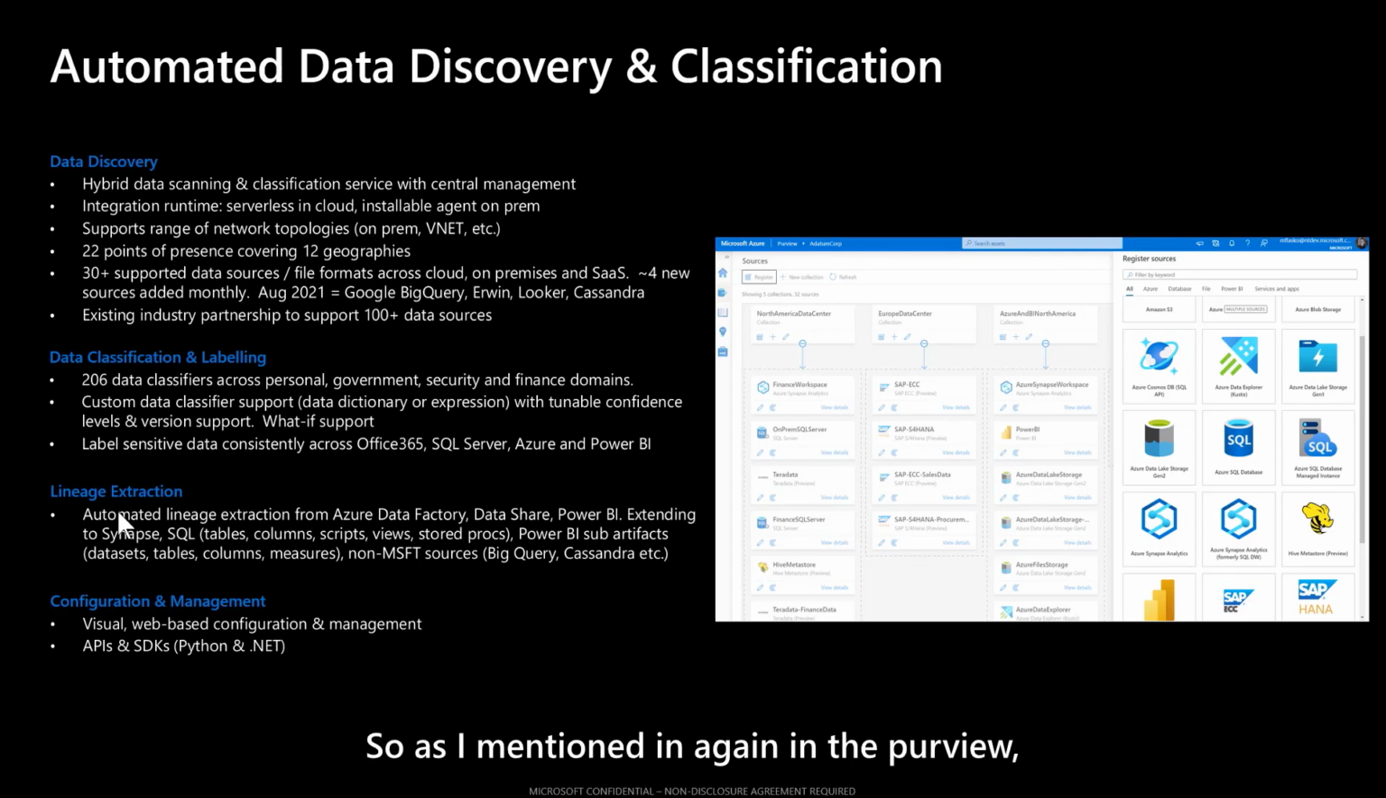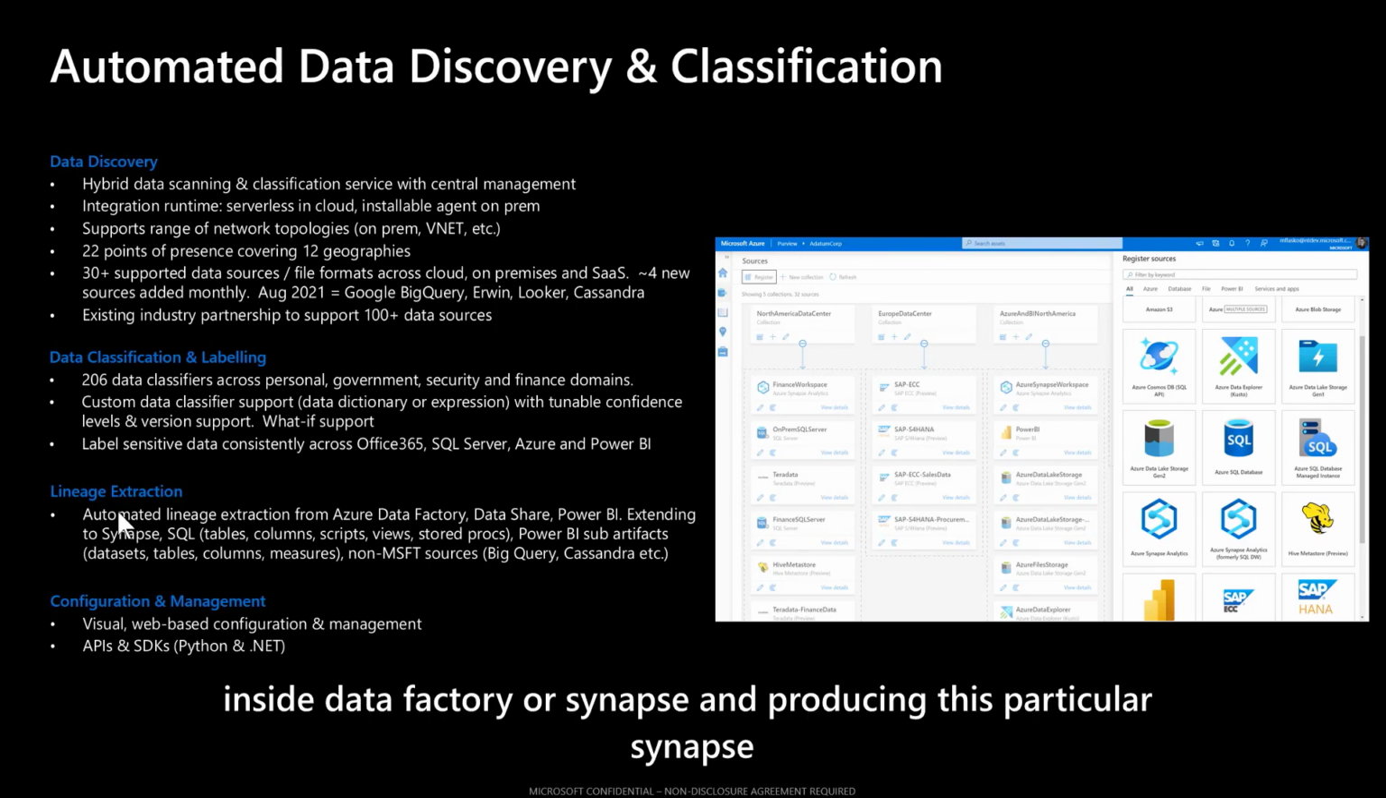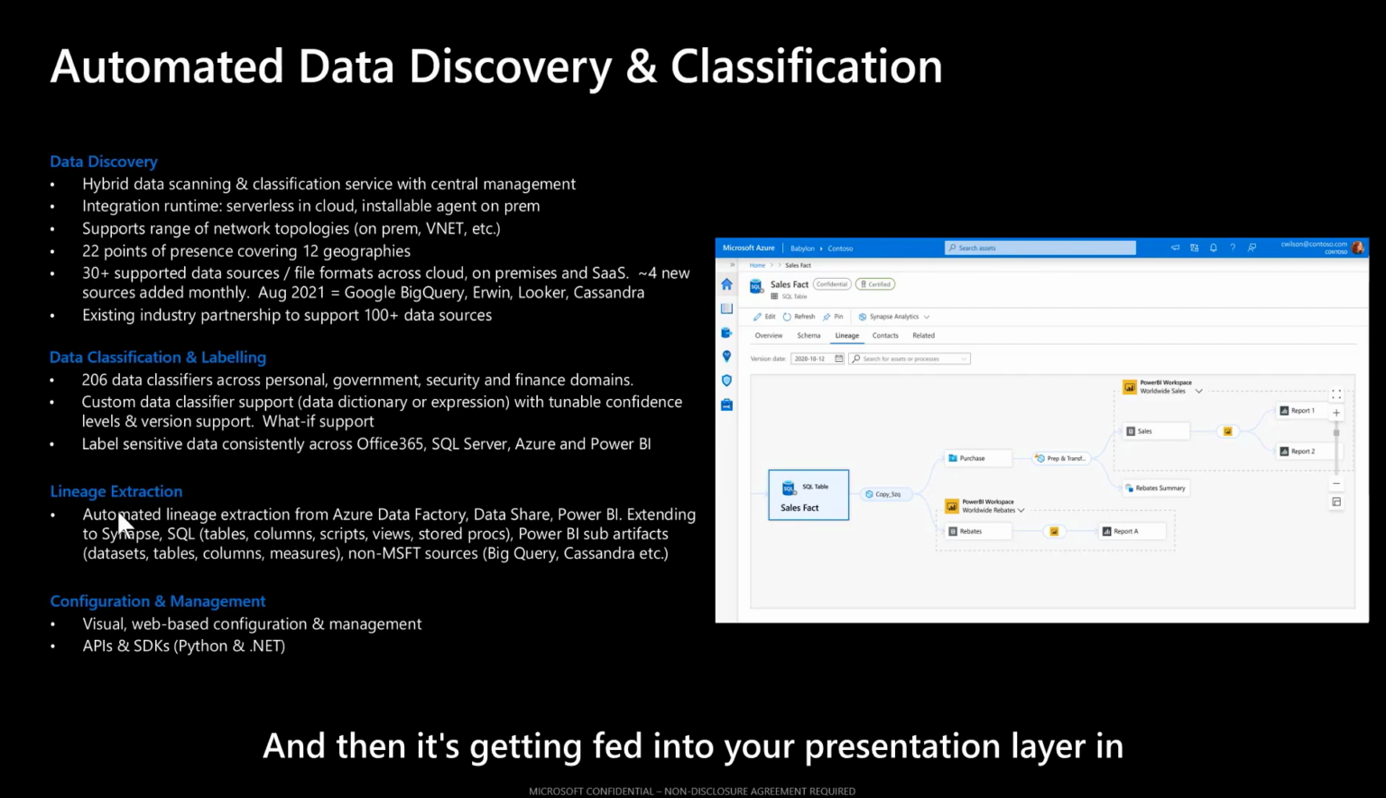So as I mentioned, in the Purview data map we are storing this lineage information, which means that as these scanners are running, we are capturing the nodes in the graph and the arcs that connect those nodes to understand, oh, this table is being fed into this transformation process that's running inside Data Factory or Synapse and producing this particular Synapse Analytics table. And then it's getting fed into your presentation layer in Power BI as well.